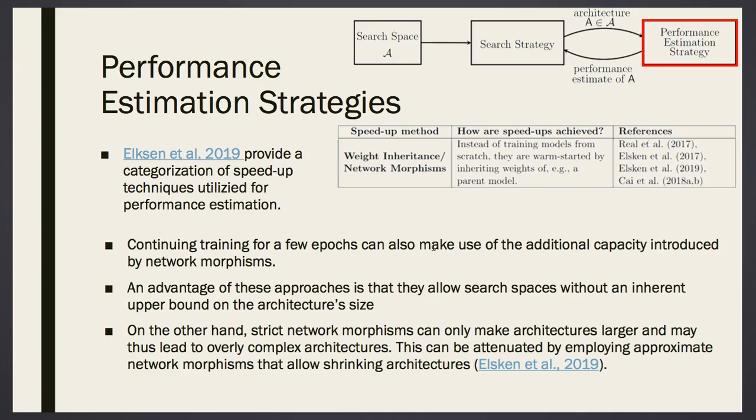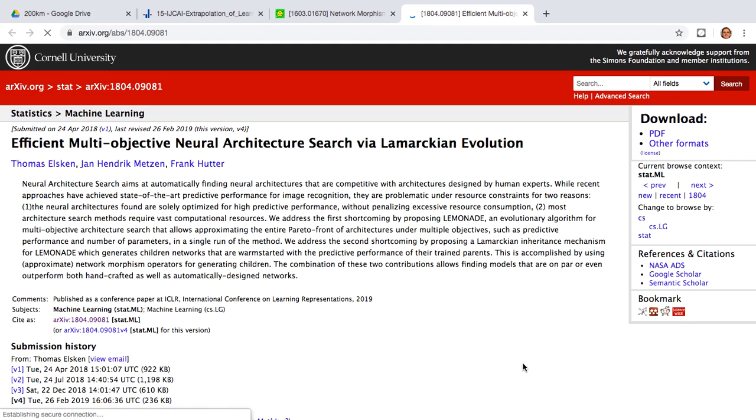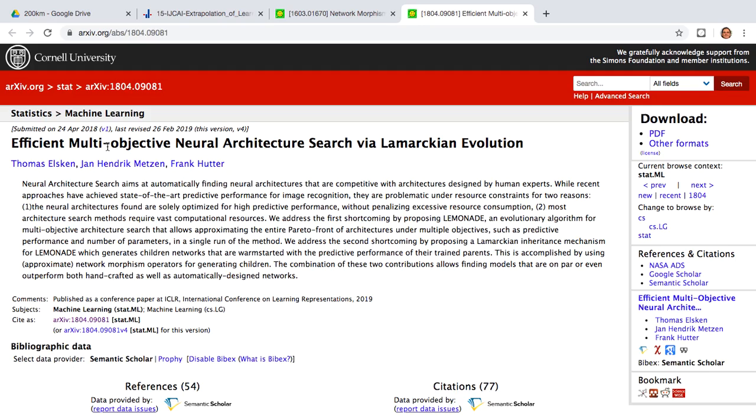If the network morphism worked in a way which would make the network grow and shrink at some periods, so if the structure of the morphing mechanism was more advanced, that would give us a better network, because otherwise it would be going to infinity in size. Well, this can be attenuated by employing a method called approximate network morphism, which was proposed by these guys last year, a couple of months ago. Efficient multi-objective neural architecture search via Lamarckian evolution. Actually, they use evolutionary methods as well.